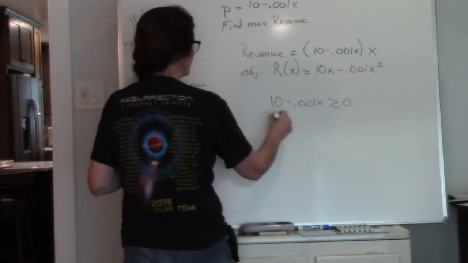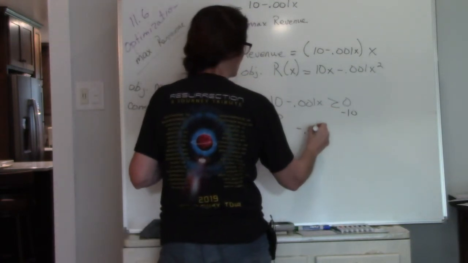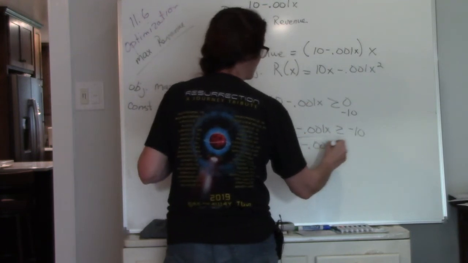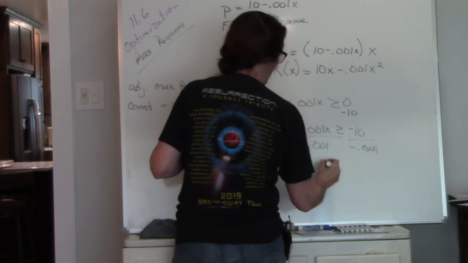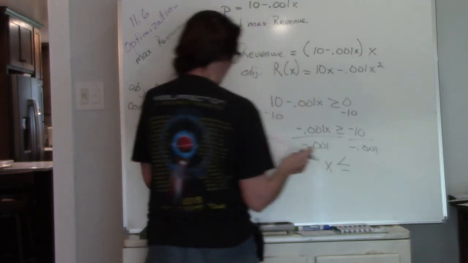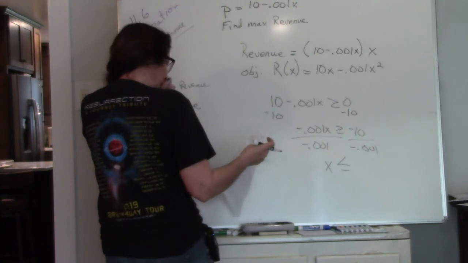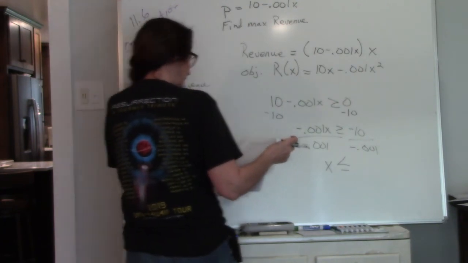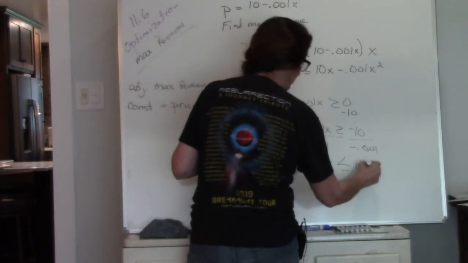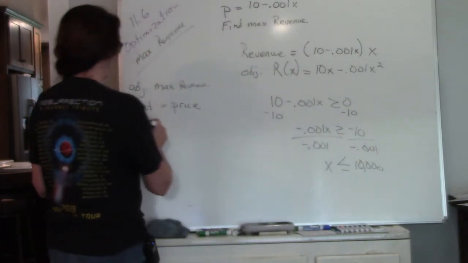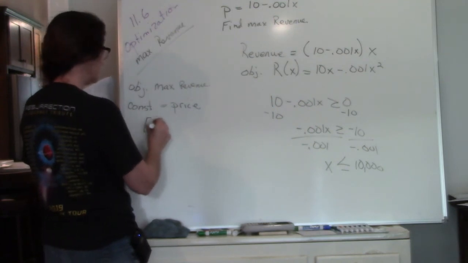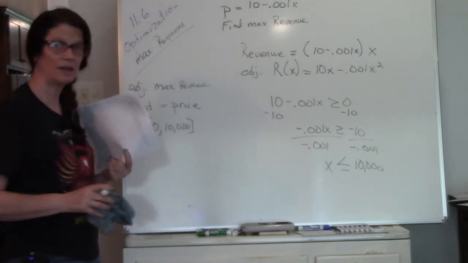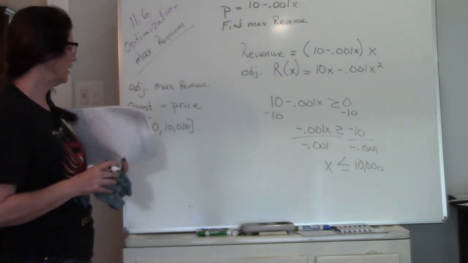I'm going to solve for X, divide by negative 0.001, and I get X. Don't forget to flip your inequality. So X is less than or equal to 10,000. That is my endpoints, between 0 and 10,000. That's the constraint. I have to have endpoints.